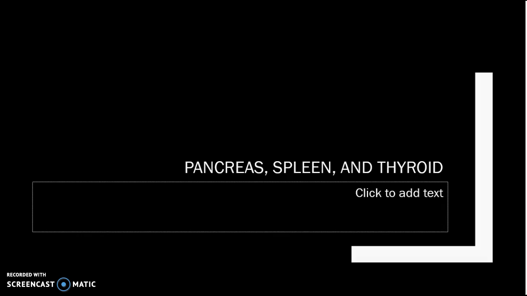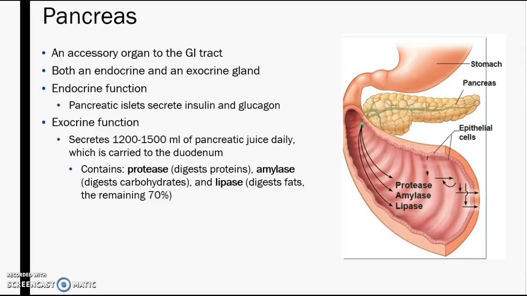Sorry, I said that was the end, but let's add a little pancreas, spleen, and thyroid to this mix while we're at it. So again, we've been talking about accessory organs to the GI tract. So the pancreas is an accessory organ to the GI tract. You can see it a little bit more up close and personal here. It does secrete 1,200 to 1,500 milliliters of pancreatic juice daily, and that contains those digestive enzymes that we talked about. One of the other functions of the pancreas is an endocrine function, which is to secrete insulin and glucagon.